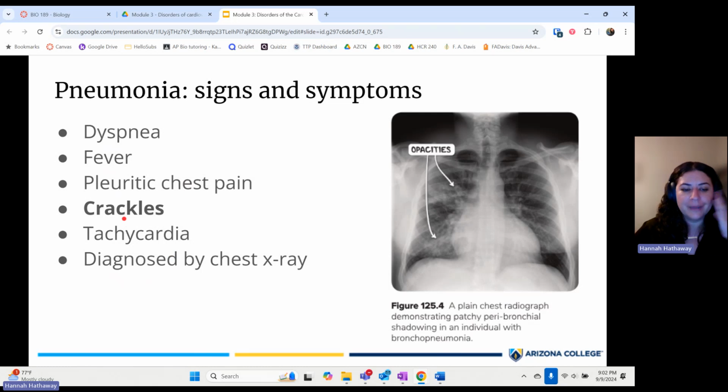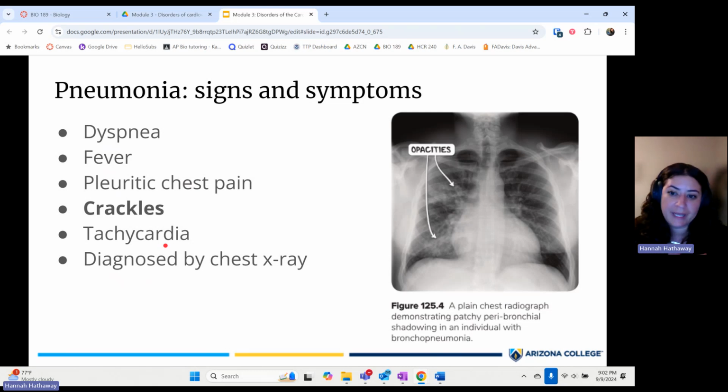Crackles. I put it in bullet because you need to know that one. Once again, you have that fluid in the lungs, so it's going to sound crackly. Tachycardia, tachy means fast, so this is increased heart rate. That is usually due to the lungs not working properly because they're all filled with fluid, so the blood is not getting properly oxygenated. The heart is going to respond by increasing perfusion, by increasing the heart rate to see if it can compensate for that lack of oxygen.